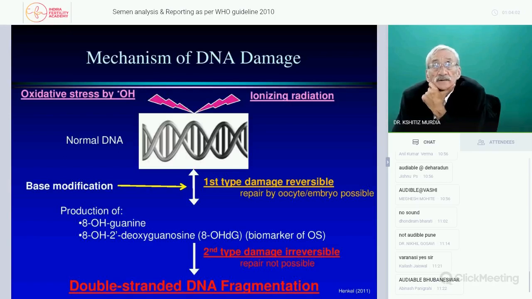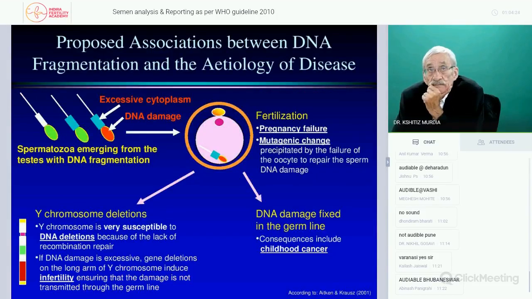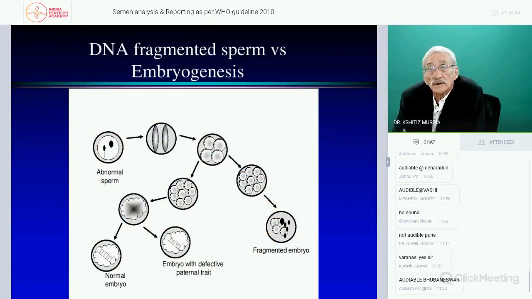The mechanism of this is oxidative stress deforming your DNA, and you get ionization, radiation problems, base modification, and at the end you have double strand DNA fragmentation if you go through this whole area. The proposed association between DNA fragmentation and the etiology of the disease, I'll just skip this. It is not really what we want to know.